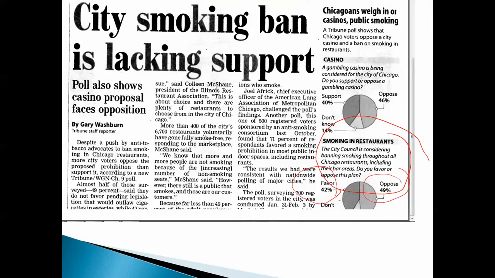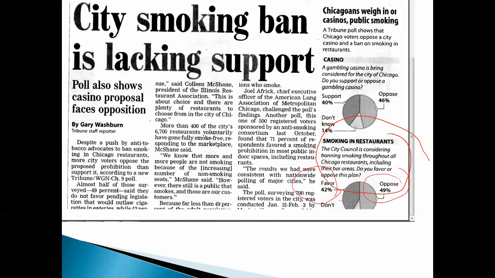this question did not mention bars. Would you favor a law that would prohibit smoking in most public indoor spaces, including restaurants? With no mention of bars in the question, 71% of respondents said they supported such a prohibition. Whereas if you'll note, the previous question mentioned bars.